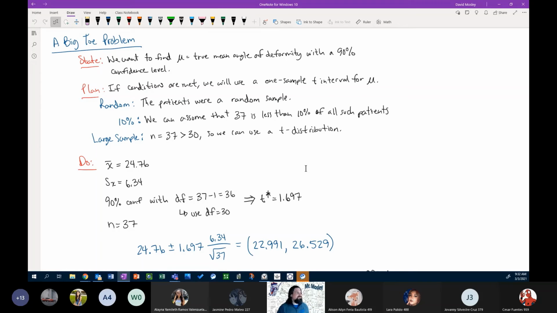So we're going to start by stating we want to find mu, the true mean angle of deformity, with a 90% confidence level. So we've stated my parameter, mu, what it represents, and the confidence level that I'm going for. Next, we plan. If conditions are met, we will use a 1 sample t interval for mu. That's our inference method. Again, I wasn't expecting you guys to type all of this in your responses. I'm being much more explicit in the work that I'm showing here.